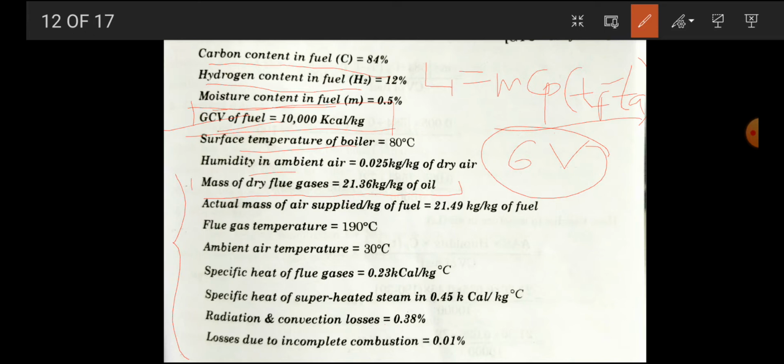Then Cp. Cp is the specific heat of flue gases, which is given as 0.23. Then Tf minus Ta. Tf is the flue gas temperature, that is 190, minus Ta, the ambient temperature, that is 30 degrees Celsius. So all the values are given, and you will get the L1 answer as 7.86 percent.